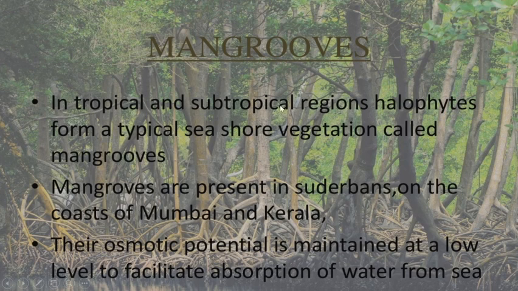In tropical and subtropical regions, halophytes form a typical seashore vegetation called mangroves. Mangroves are present in Sundarbans, on the coast of Mumbai and Kerala. Their osmotic potential is maintained at a low level to facilitate absorption of water from the sea.